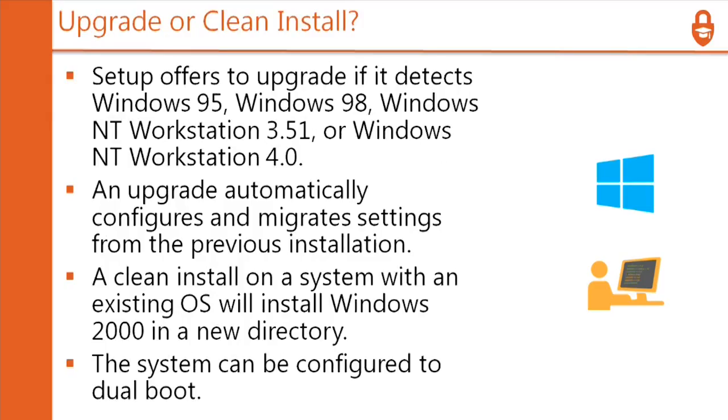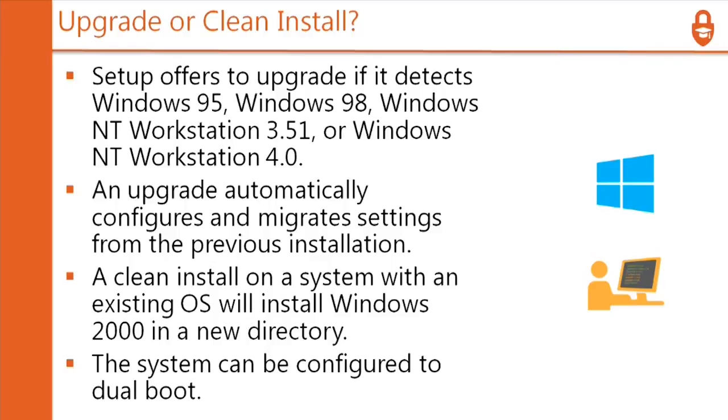Upgrade or clean install. Again, we've beaten this to death, right? Setup offers to upgrade if it detects Windows 95, 98, anything previous, right? An upgrade officially configures and migrates settings from the previous installation. A clean install on a system with an existing OS will install Windows 2000 in a new directory. So it preserves all of the files that your old system had, every single one. So this is true, it does do this.